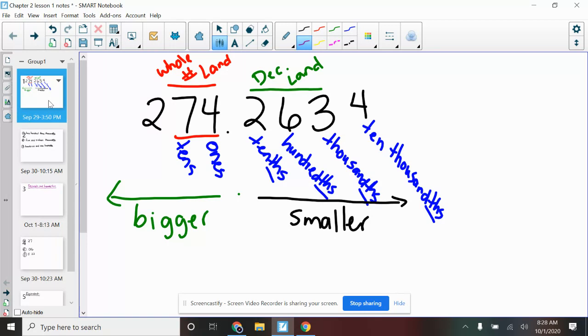We did learn that in whole number land, the further away you move from the decimal, what happens to that digit's value? Shane? It gets larger. But the opposite happens in decimal land. The further away you get from the decimal in decimal land, Tessa, what happens? It gets smaller. So if we're looking at this specific example, the digit in decimal land that has the smallest value is what digit? Brady?